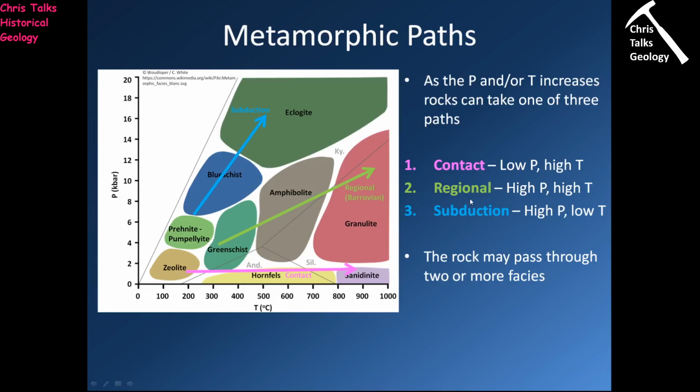Now, when we discuss regional metamorphism, we typically define it as high pressure, high temperature. So, contact metamorphism, low pressure, high temperature. Regional metamorphism, high pressure, high temperature. Subduction metamorphism, high pressure, low temperature. And obviously, as we change the conditions, so as we increase the pressure and temperature, our rock is going to pass through one facies and go into another. So we're going to see these changes in the index mineral as our rock moves between the facies fields.